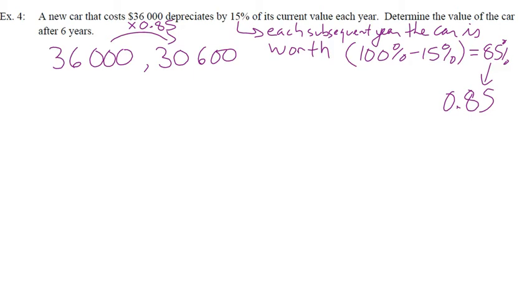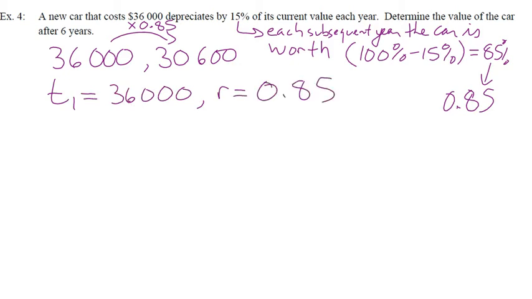So you can go there directly, but when we depreciate, when we go down in value, depreciating by 15% means we're retaining 85% of the value. So that gives us a chance to say T1 is 36,000. My R value is 0.85. That's what I'm going to multiply by. We want it after 6 years. After 6 years, which term in the sequence is that? Is it T6 we're looking for?